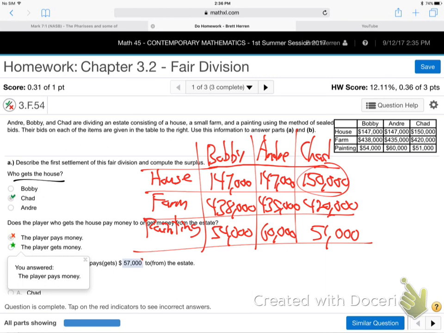Who's going to get the farm? Look at how the three bid on the farm. Who bid the highest on the farm? Bobby, 438, right? Bobby gets the farm. Now, who gets the painting? Who bid the highest on the painting? Andre, 60,000 on the painting.